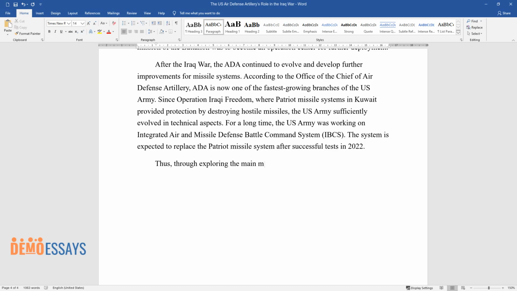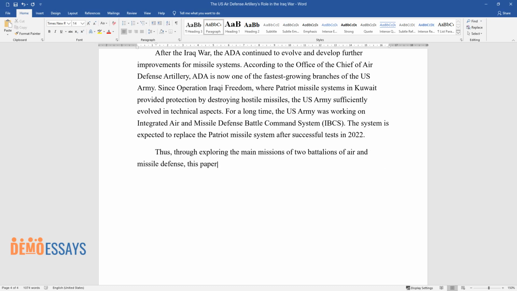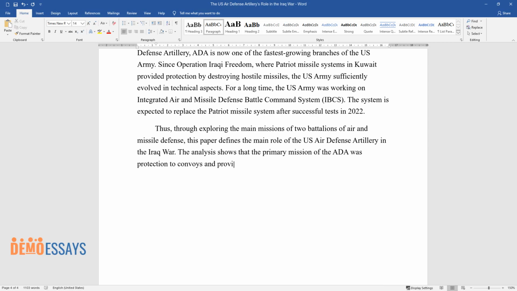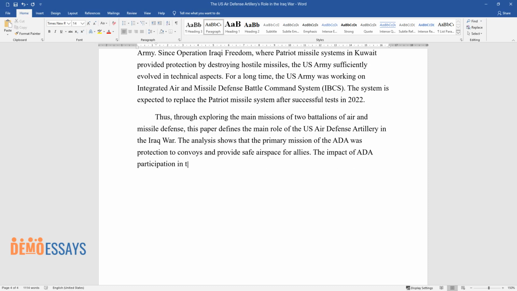Thus, through exploring the main missions of 2 battalions of air and missile defense, this paper defines the main role of the U.S. Air Defense Artillery in the Iraq War. The analysis shows that the primary mission of the ADA was protection to convoys and provide safe airspace for allies. The impact of ADA participation in the Iraq War included effective fulfillment of their purpose despite accidents.